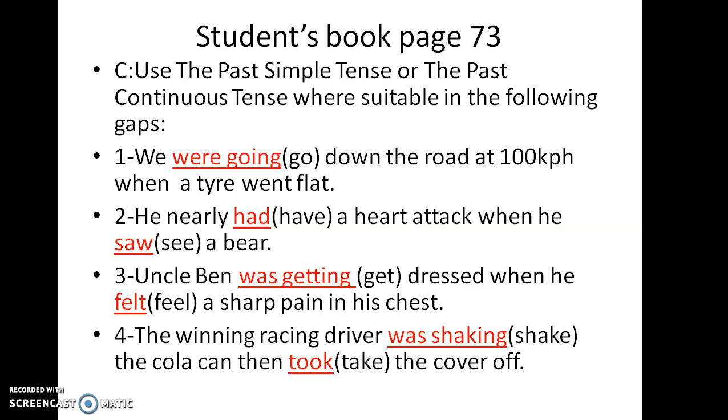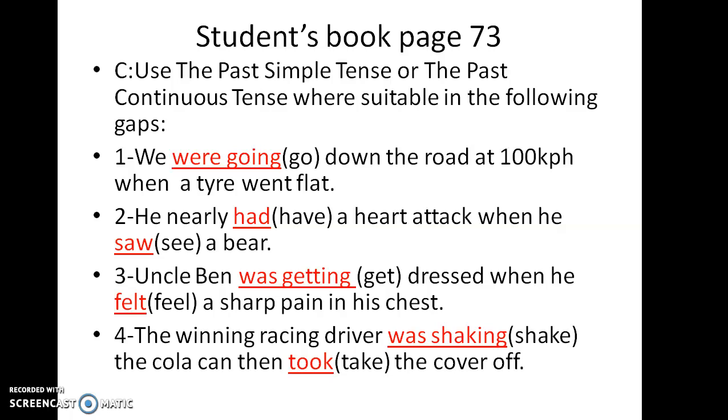1. We go down the road at 100 kilos when a tire went flat. So بما إنه إحنا كنا عمالنا نتجه لأسفل الطريق، هذا الفعل أخذ وقت، فنستخدم past continuous with we. We use were and we put ing to the verb go. بتصير عنا we were going.